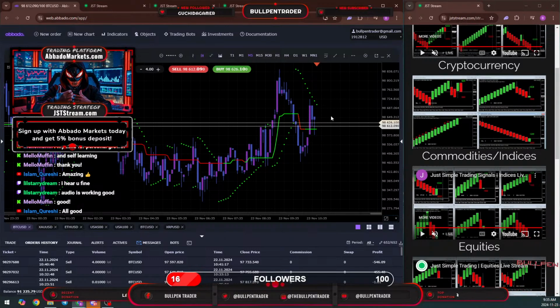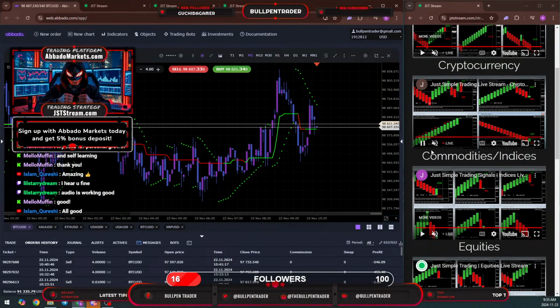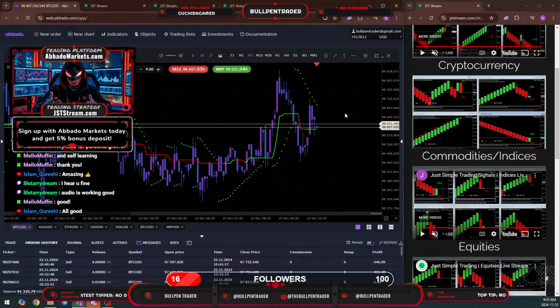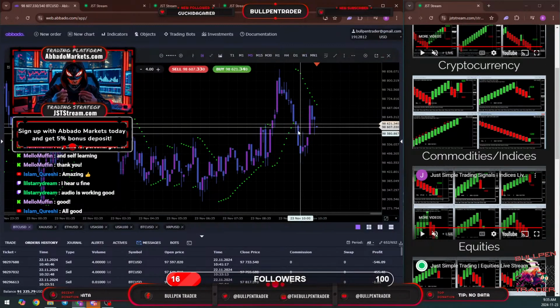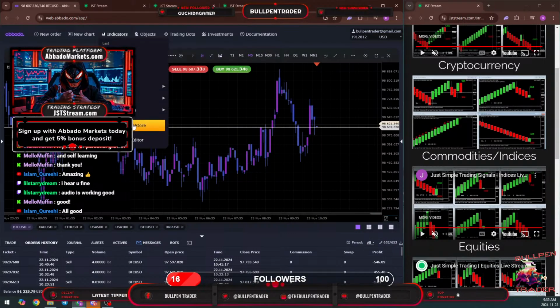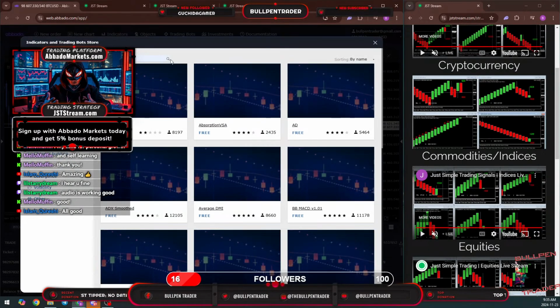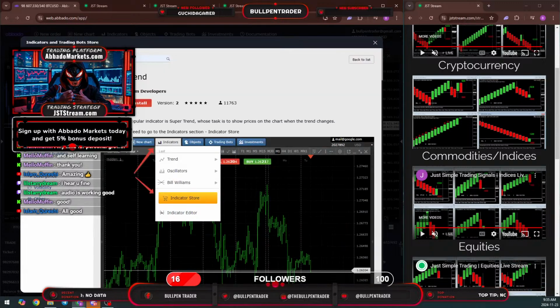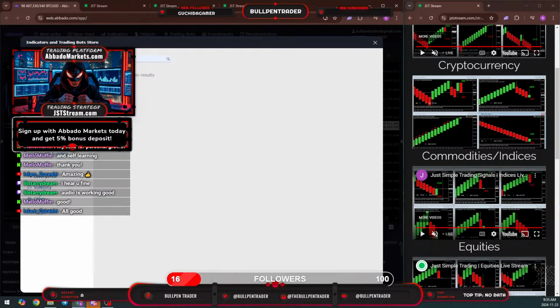So those are the main things that we're going to be looking for on the range bars. What we confirm that with are these two different indicators that you guys see on my screen. Let me show you guys how to get them just in case you don't know. All you do is go to the indicators tab, go to the indicator store and search for super trend. Once you find this, you hit install, and now you've got it installed on your chart.